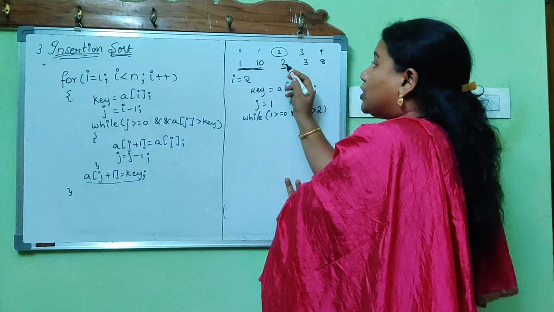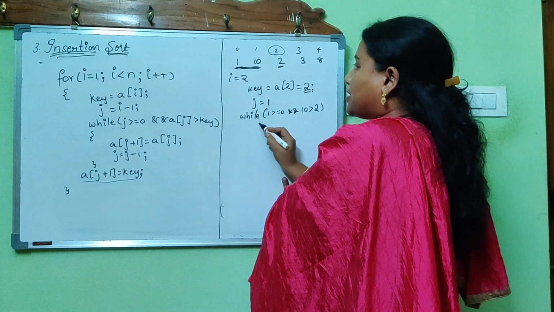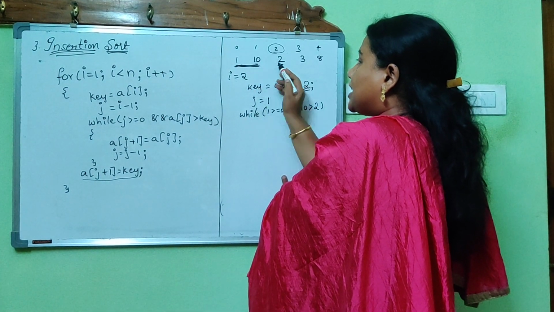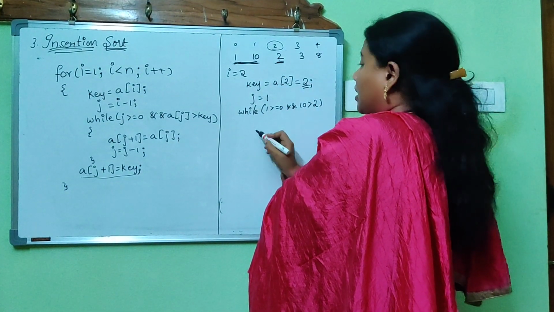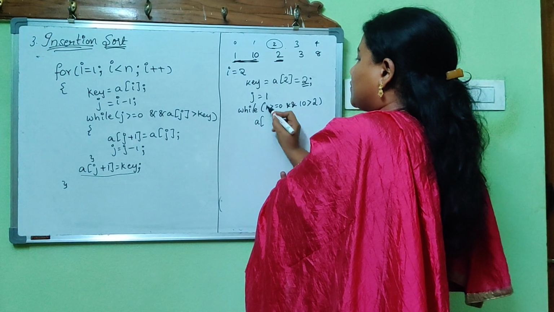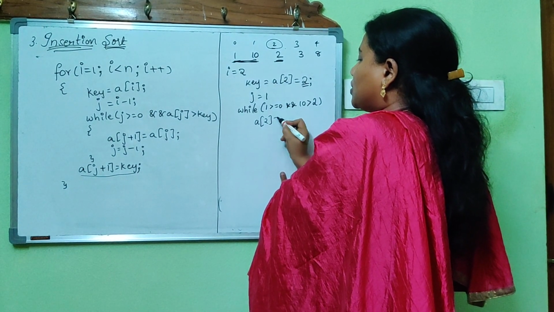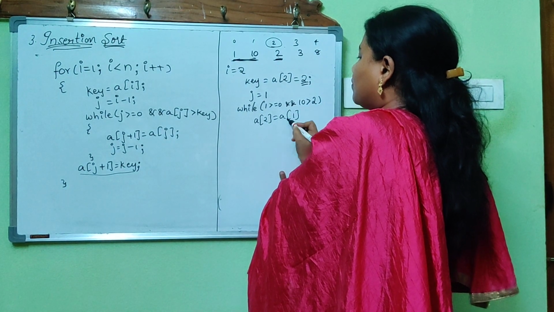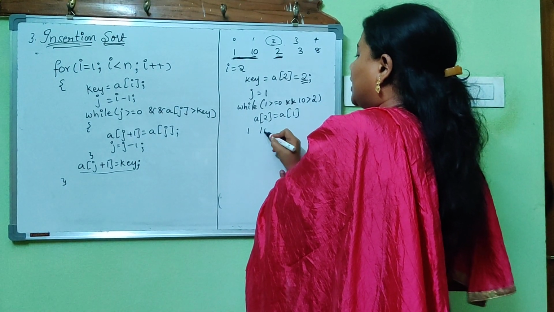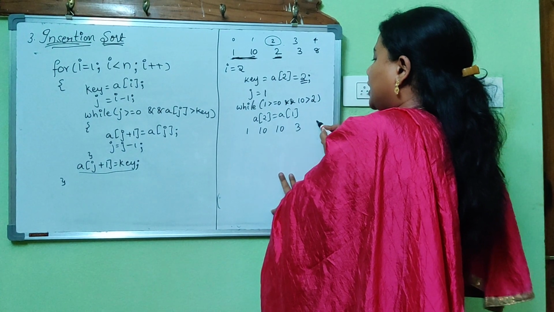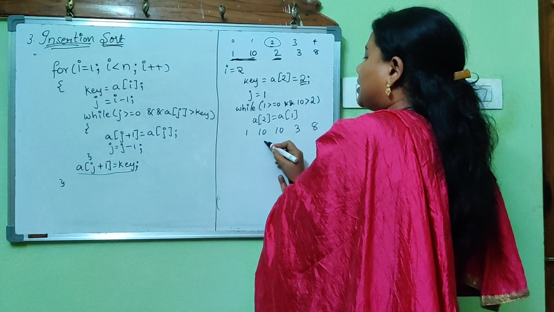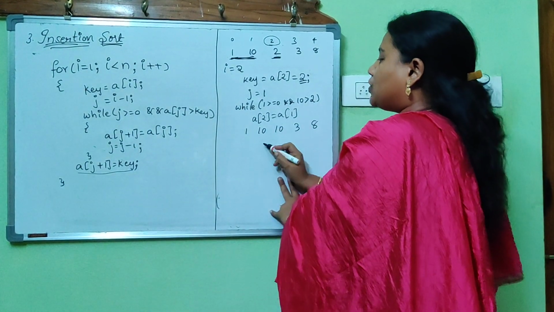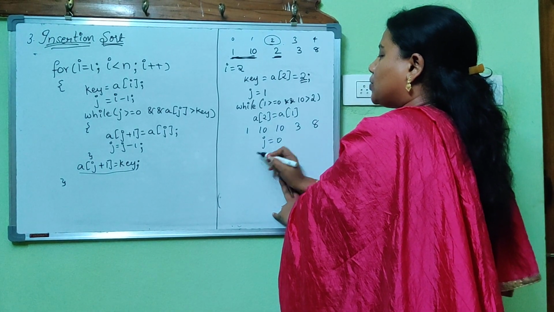We are finding out that 2 is less than 10 now. Now what happens is, I have to place this 10 here. So a[j+1]. j is already 1, 1 plus 1 is equal to 2. Where should I place it? a[j]'s value in a[j+1]. 1, 10, 10, 3, 8. And j has to be decremented by 1. Previously what is the j value? 1. j has to become 0 again.